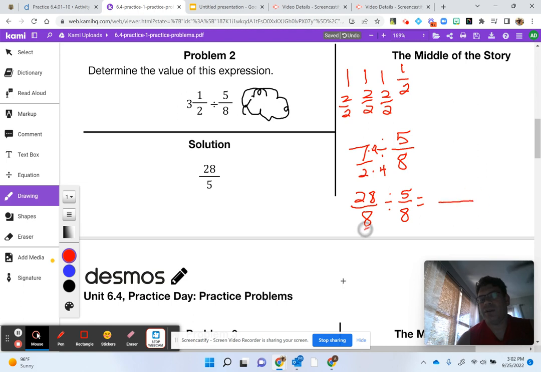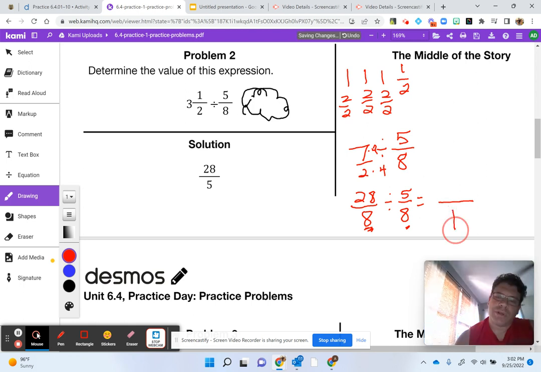This is important because we have that 8 divided by 8. And that 8 divided by 8 will give us 1. That's a value of 1. And we know anything divided by 1 is itself. So in this cloud is that answer. And we can just take that 28 and divide it by 5.